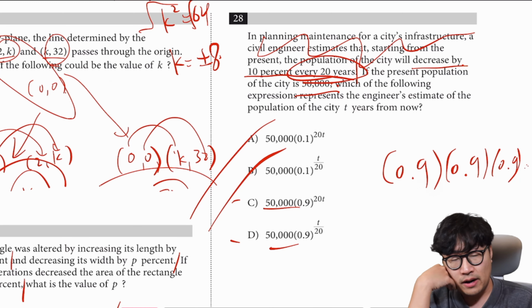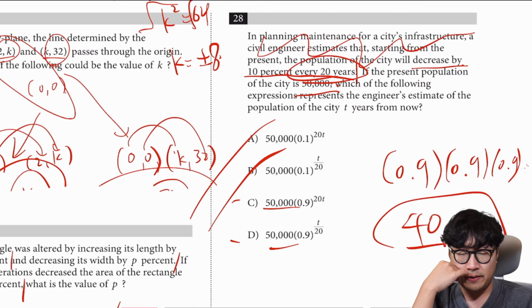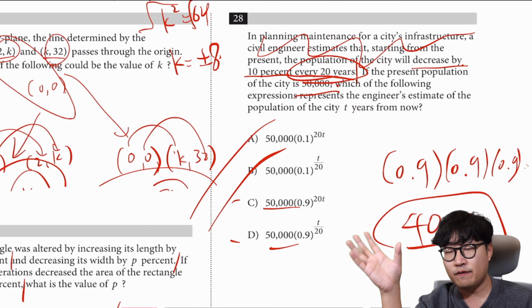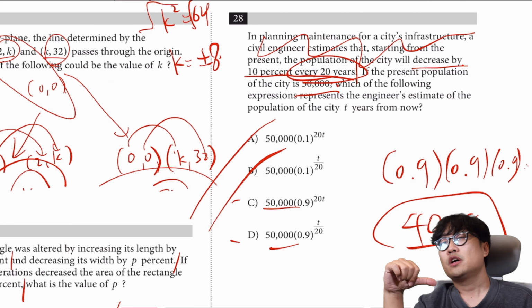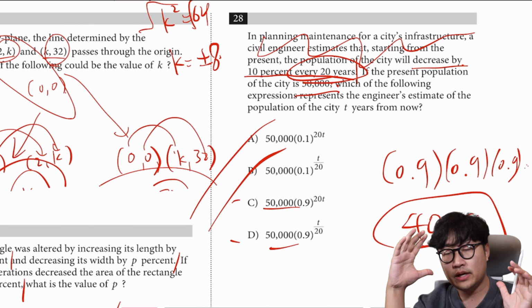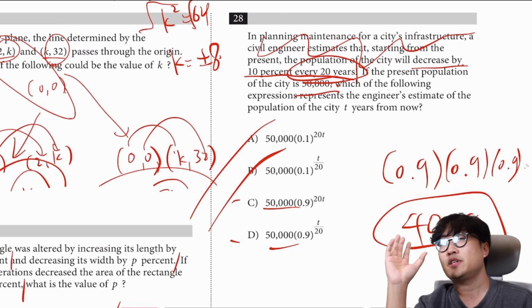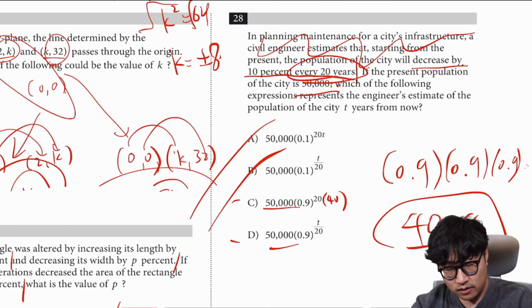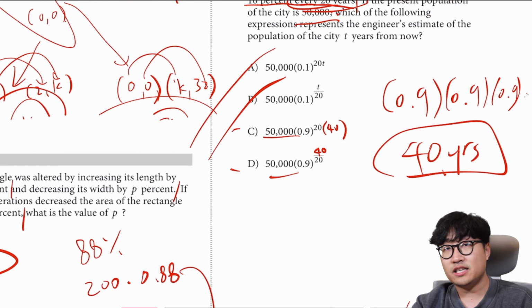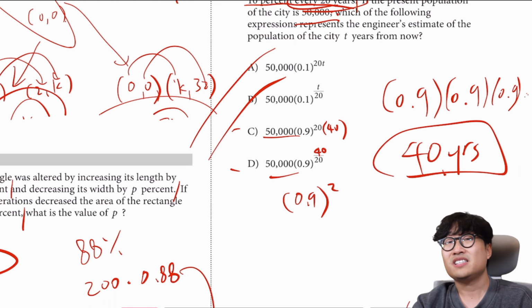So if you think about it, let's just say it's been 40 years. I'm just assuming some case scenario. It decreases by 10% every 20 years. So if it's been 40 years, well, 20 years decrease once, another 20 years decrease twice. So in 40 years it should have decreased twice. So you could put the 40 back in and see which one looks like it's decreasing twice. If you look at D, that's 0.9 to the power of 2, decreasing twice. That's why answer choice D is correct.